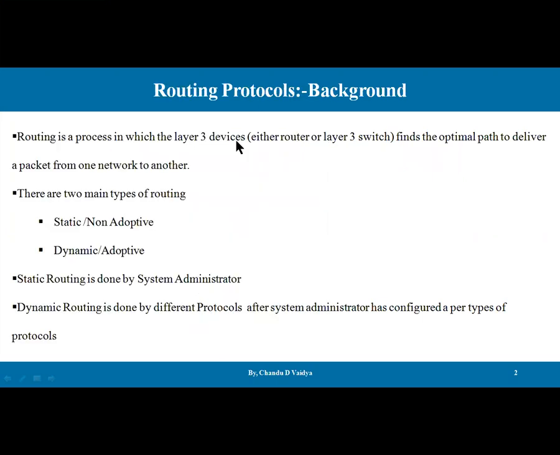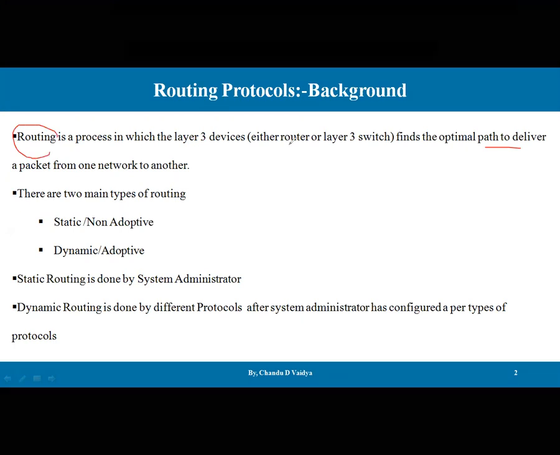As you know, there is a device called a router, and a router works on network layer 3 of the OSI model, or let's say the TCP model. Here, routing is the process in which layer 3 devices like a router or layer 3 switches find the optimal path to deliver the packet from one network to another network. This switch is specifically a manageable switch, not a simple switch, which is used to discover the shortest path to transfer the datagrams from one source to another destination.